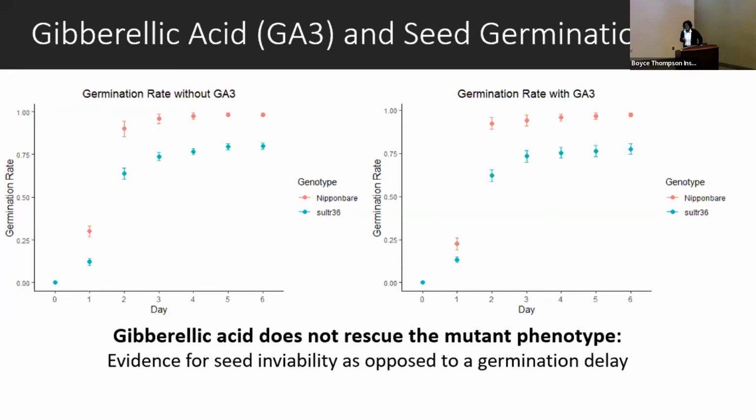And interestingly, the wild type and mutant seeds reach their max germination rate at the same time. As you can see, it doesn't really increase much from here. This shows evidence for seed inviability as opposed to just a germination delay.